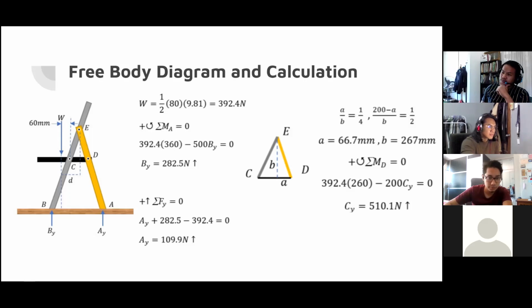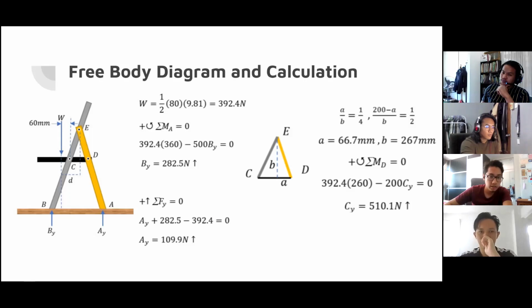For the total force in the vertical direction, it is equal to 0. So Ay plus 282.5 minus 392.4 equals 0. Then we get Ay equal to 109.9 newtons.